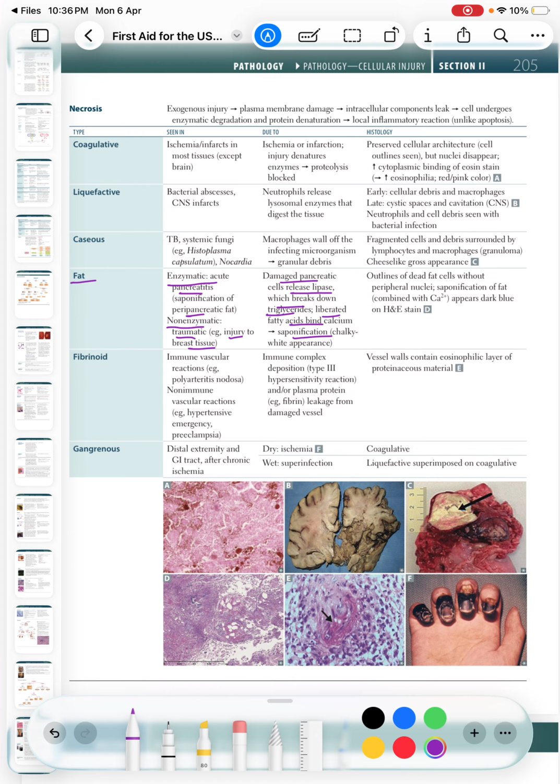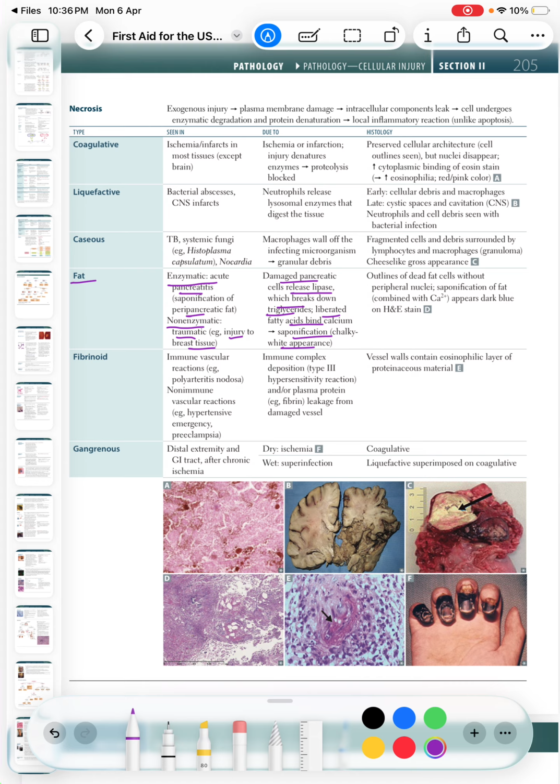Saponification occurs, which leads to a chalky white appearance. Okay. How does fat necrosis occur? It occurs when damaged pancreatic cells release lipase, and it breaks down triglycerides, and liberated fatty acids bind calcium.